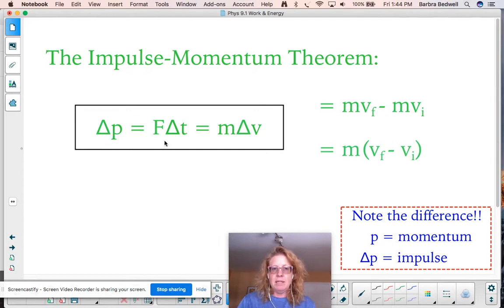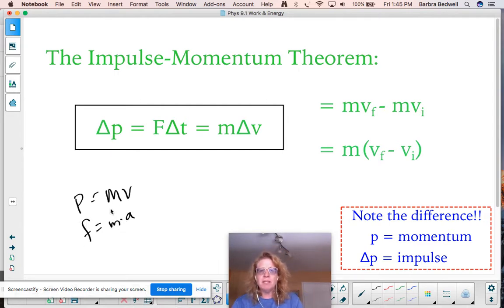Impulse is F delta T, and F delta T, impulse, results in a change in something's momentum. Momentum is basically defined as M times V, how much mass something has and how much velocity something has. It's a lot like a force, which is mass times acceleration. So P equals M times V, which is really similar to force equals M times A, which should be a capital F. Very similar.